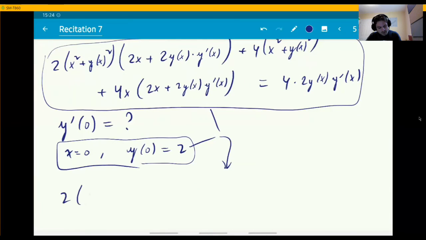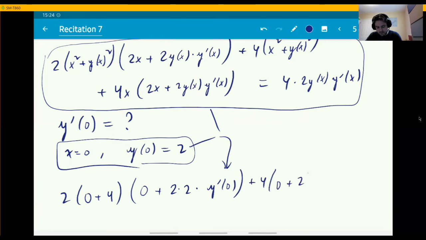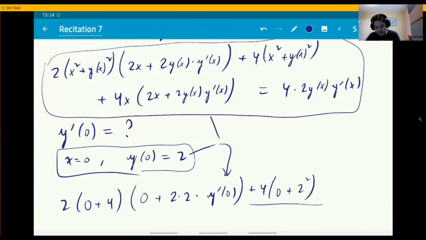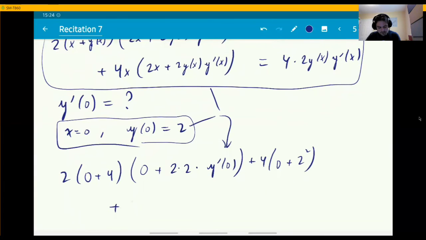So 2 times (0 plus 2) squared times 0 plus 2 times 2 times y prime of 0, that's right here, the number that we want to find, plus 4 times (0 plus 2) squared. There's another term here, but that's just a 0, 4 times 0 times whatever, x is 0, so this term is actually not in there. All of this should be equal to 4 times 2 times y of 0, which is 2, times y prime of 0 that we want to find.